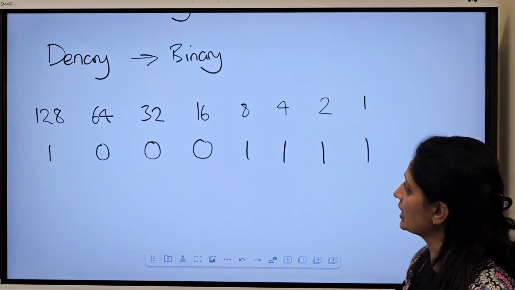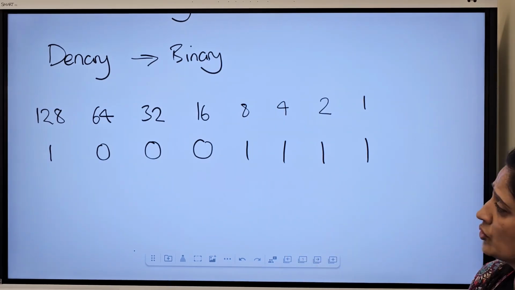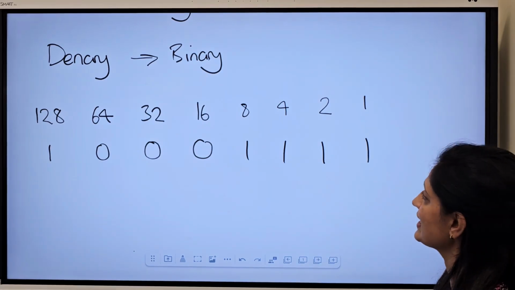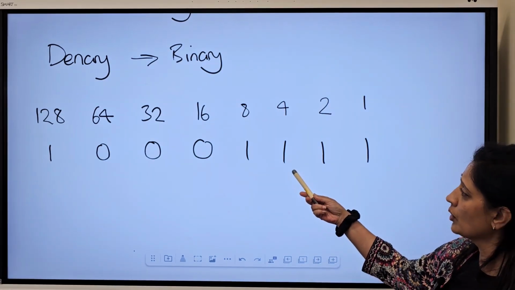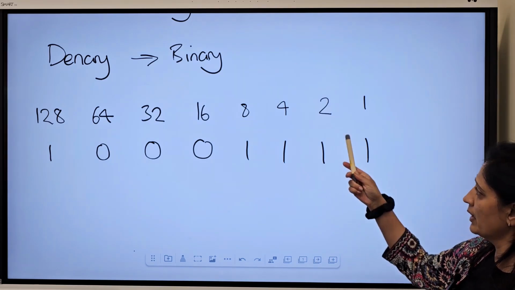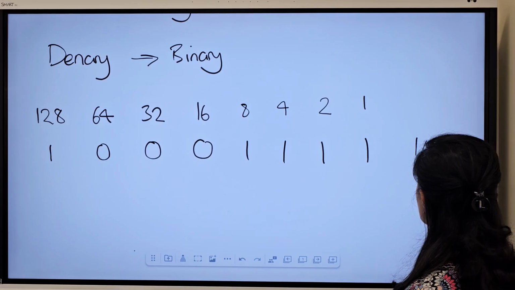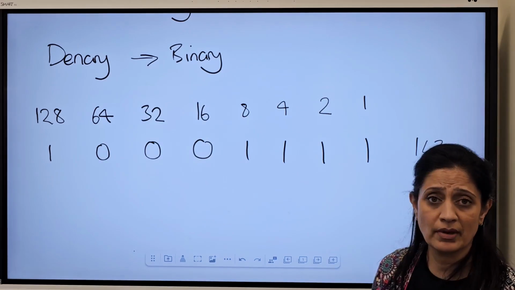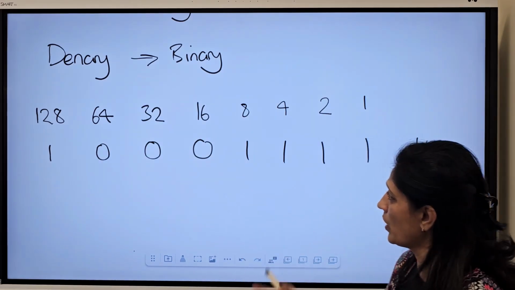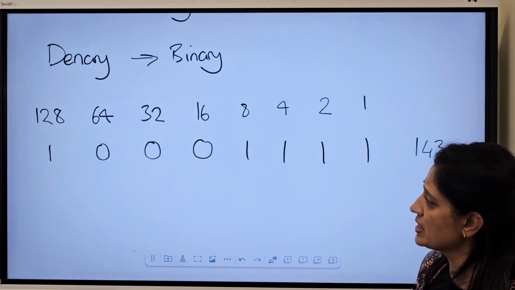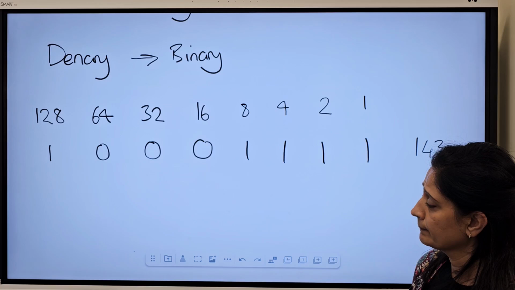into Denary. And here you've got 128 plus 8, which would give you 136, plus the 4 will give you 140, plus the 2 plus the 1 will give you 143. So all you need to do is write down the number. So that's generally quite straightforward if you are having to convert from binary to Denary.